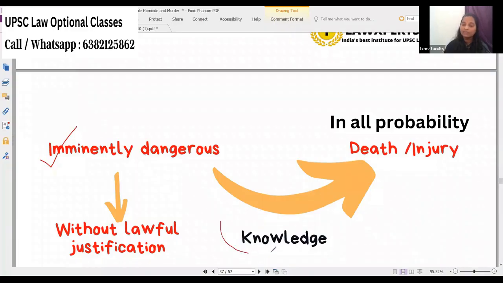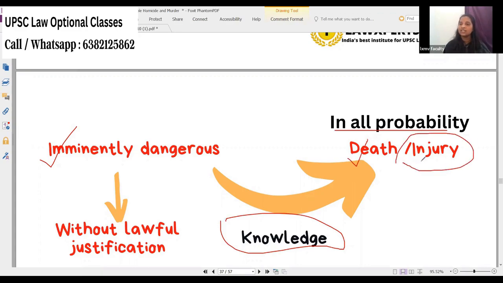And also you have the knowledge, that is, you are aware that this act in all probability means there is no chance of escaping. There is a 99.99% chance that it will result in the death of a person, or at least cause a bodily injury likely to result in death. Then you are committing murder under clause 4 of section 300. But this is not sufficient. If you're doing these acts with a lawful justification, then it is not murder. Only if you're doing them without a lawful justification are you committing murder.